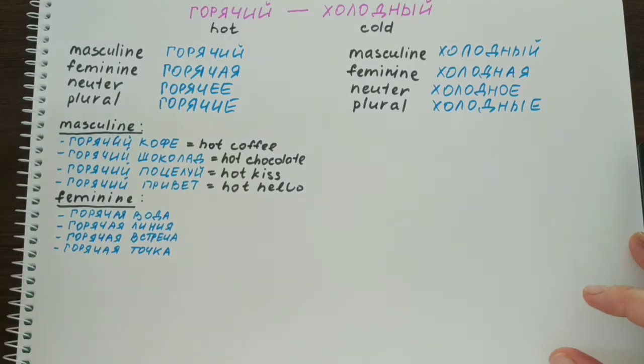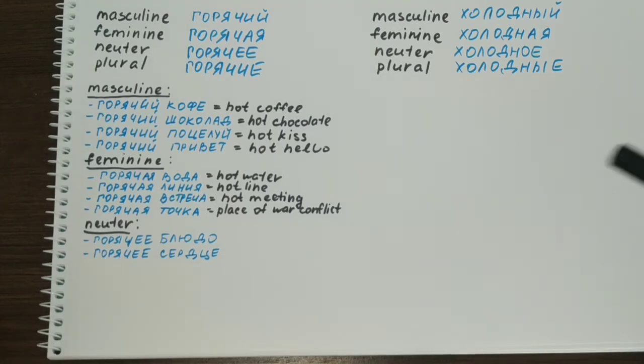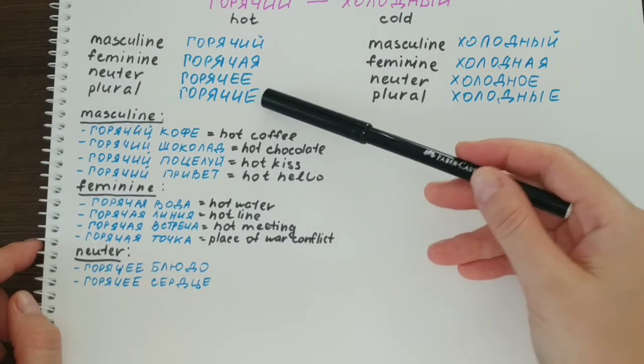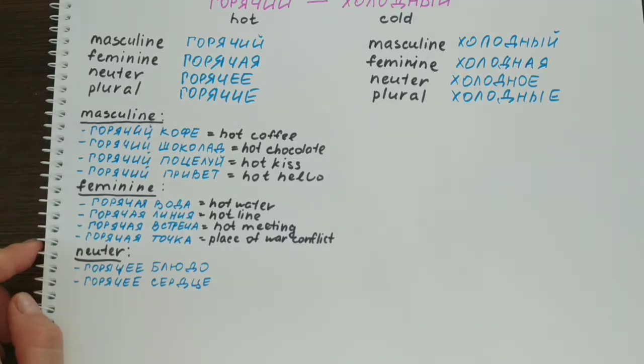Now let us move on to the neuter gender examples of the adjective горячий. And here are two examples of the neuter gender version of the adjective горячий, горячее.